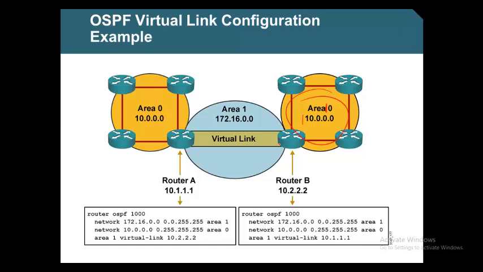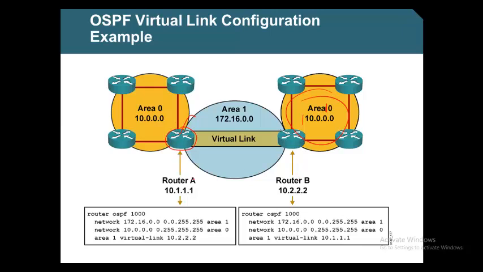So what we do is we connect this area 10 to area 0 via a virtual connection. And this virtual connection we make between these border routers, which has one border between area 0 and area 1. Another is between area 1 and area 10. If you know the router ID of these two routers, you can do that.